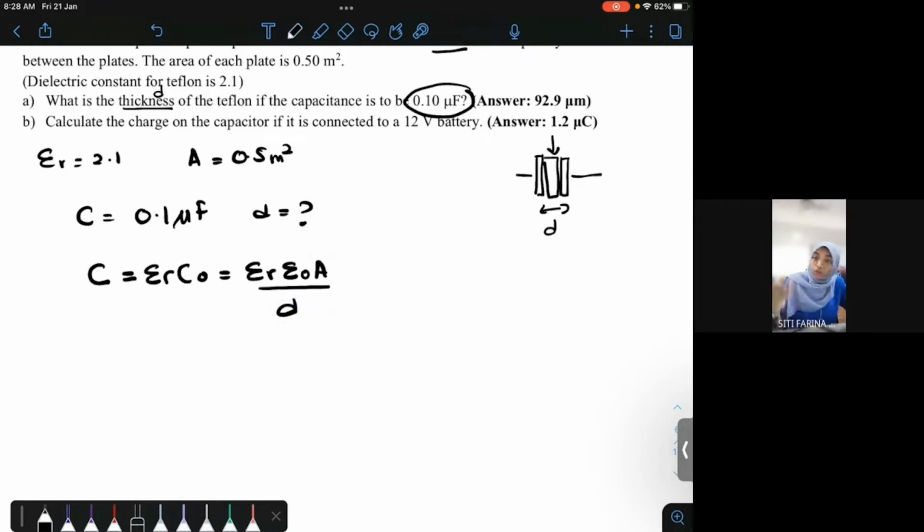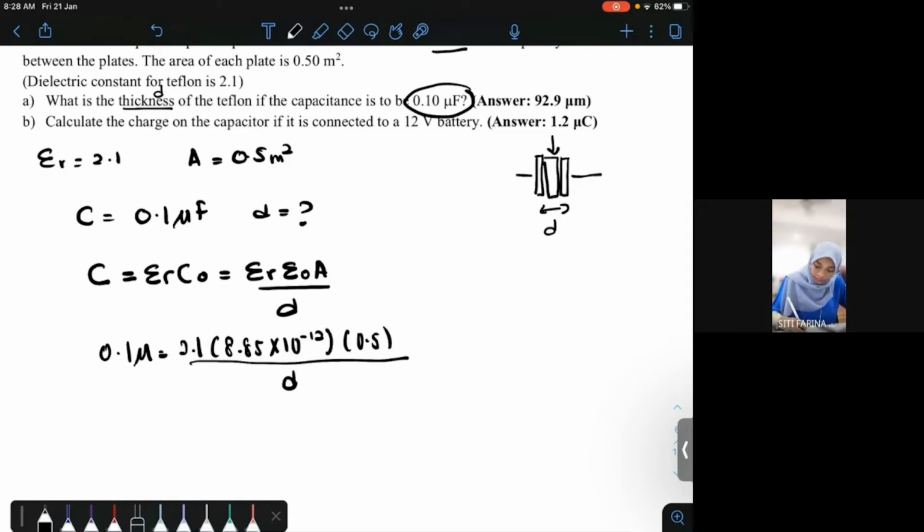Now you're going to substitute all the value. C kamu 0.1 micro sama dengan epsilon R 2.1, epsilon naught 8.85 darab 10 kuasa negatif 12. And then area kamu 0.5 and you're looking for your D. Do your maths, boleh dapat D kamu. Okay?